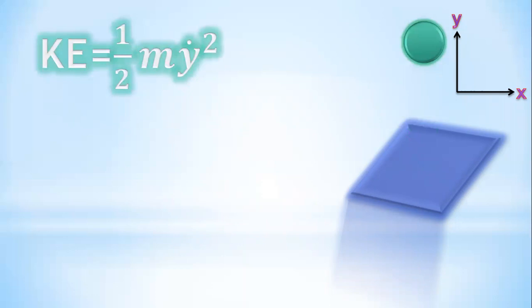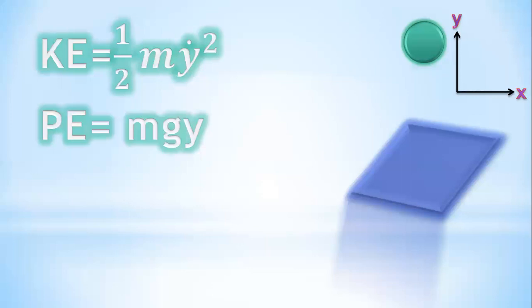Let's take a simple example. If we have a ball moving downward with no external forces other than the weight, then the ball is moving due to a free fall motion. So the mechanical energy is conserved at any time t. The kinetic energy is equal to half m y dot squared. The potential energy at any time is equal to mgy.